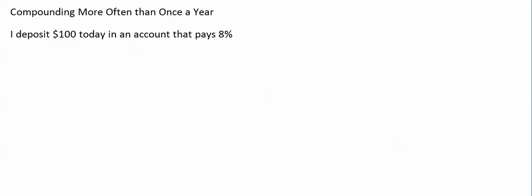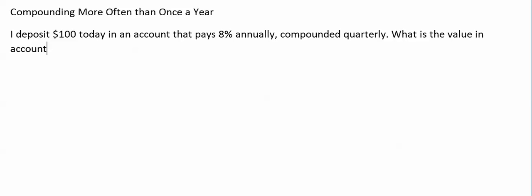So let's work a fairly simple problem. Let's say I deposit $100 today in an account that pays 8% interest annually, but it's compounded quarterly. And I'd like to know the value in this account at the end of 2 years.